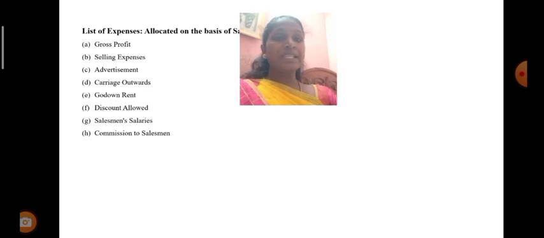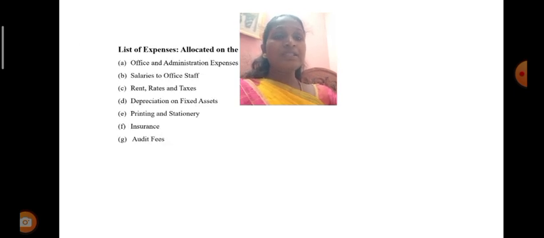The other is carriage outward. So we are taking the goods for the process of distributing to the market, so it is an activity of sales. So it is allocated on the basis of sales ratio. Discount allowed, salesman salary, commission to salesman. Next, the list of expenses allocated on the basis of time ratio.